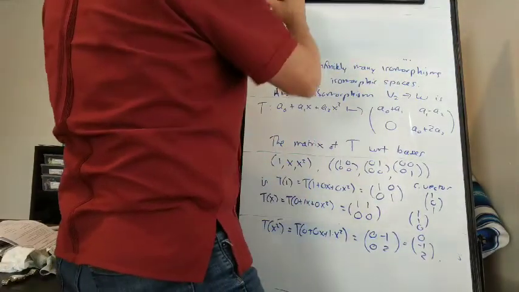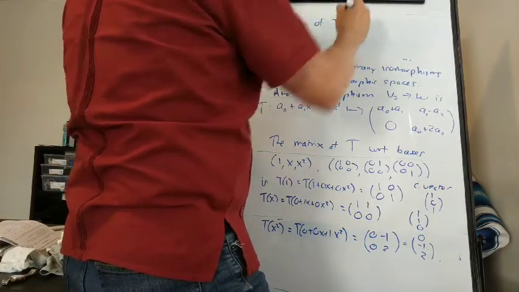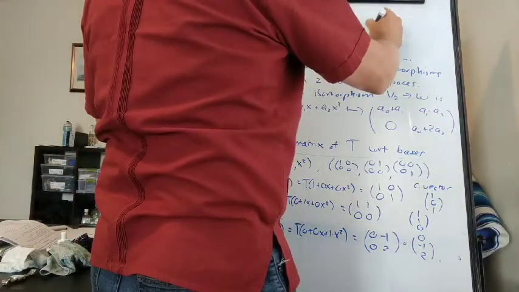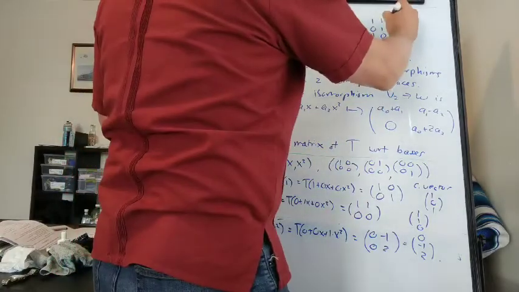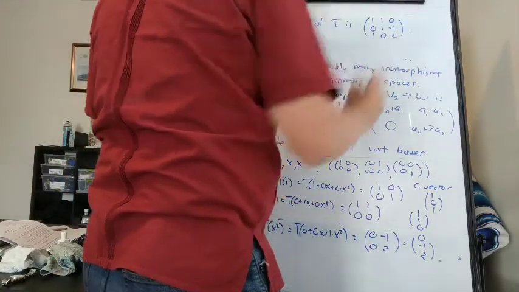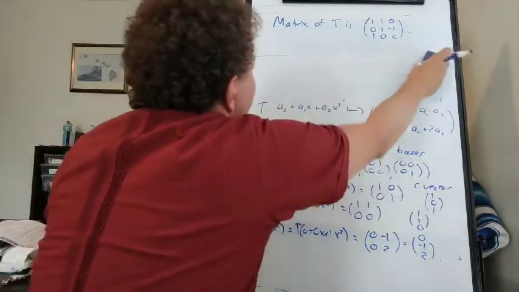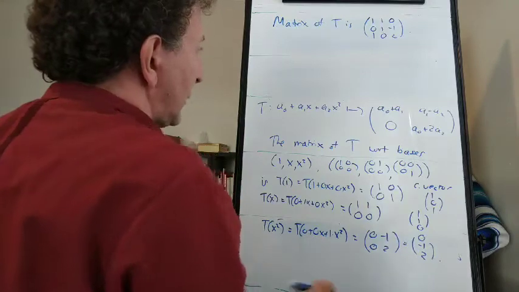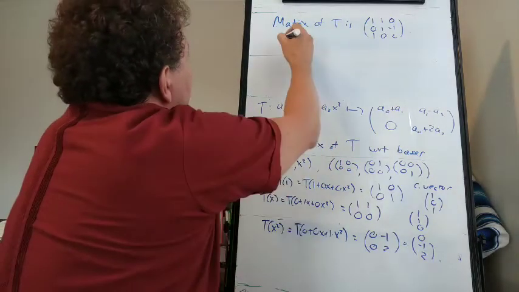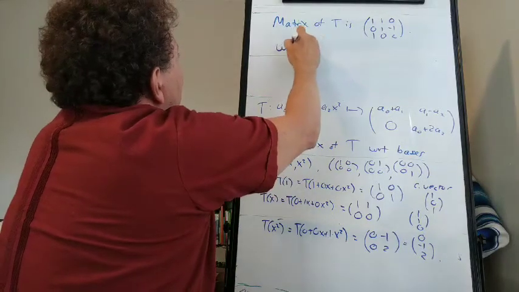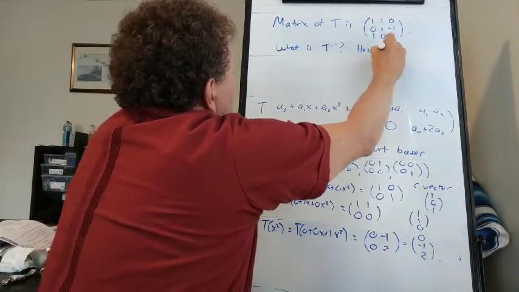So the matrix of T is we just take those coordinate vectors and put them in the columns: 1 1 0, 0 negative 1 2. So the natural question is, what's the inverse of T, and how do we find it?